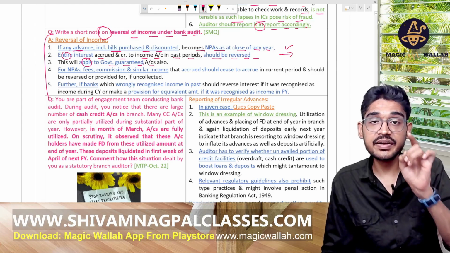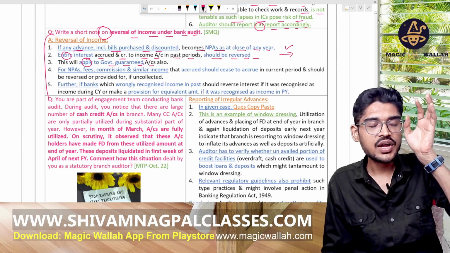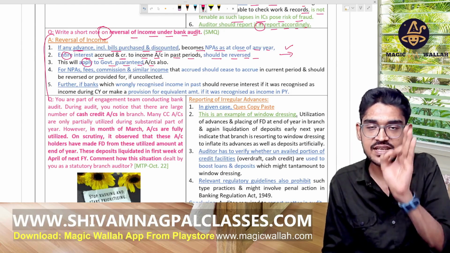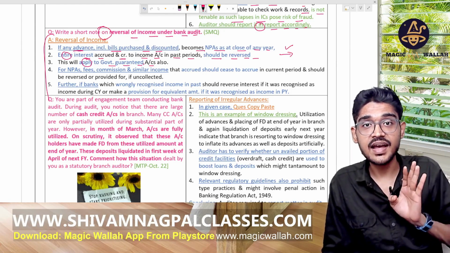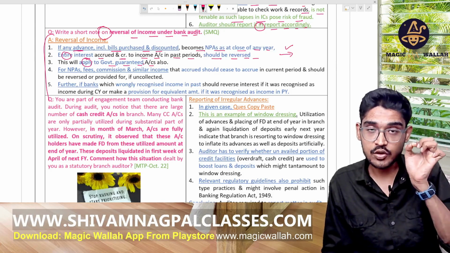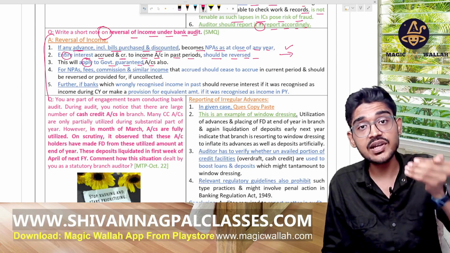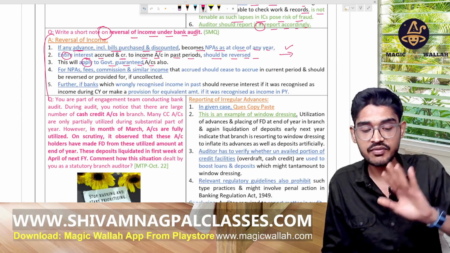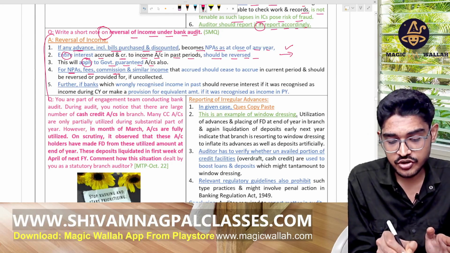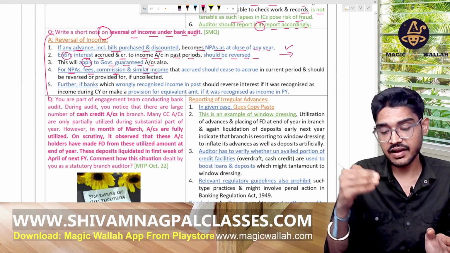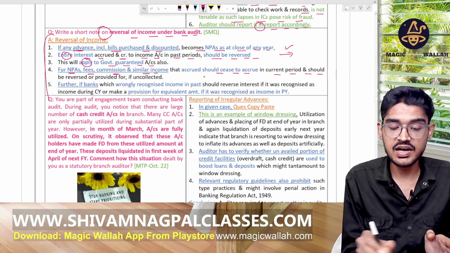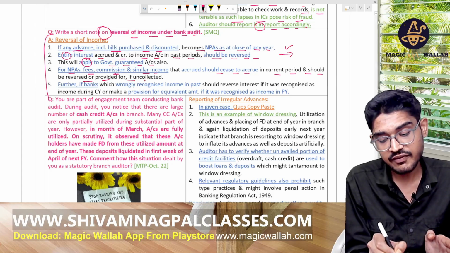Okay, for government guaranteed accounts by the CG, we need not classify them as NPA for a CG guarantee, not SG. But in both cases, SG guarantee cases and CG guarantee cases, we have to recognize the interest only when it has actually been received. Okay, if not received, we have to reverse it. For NPA, fees, commission and similar income that accrued should cease to accrue in the current period and should be reversed or provided for if uncollected.